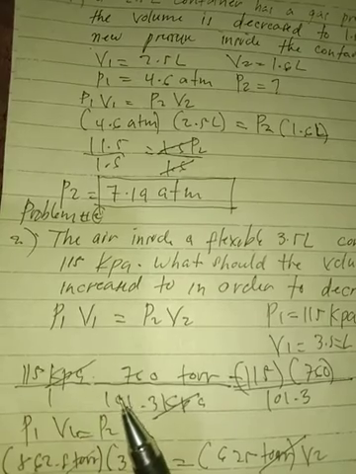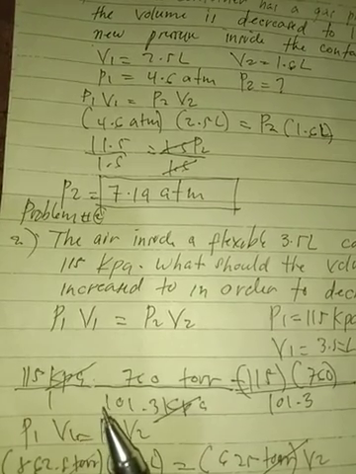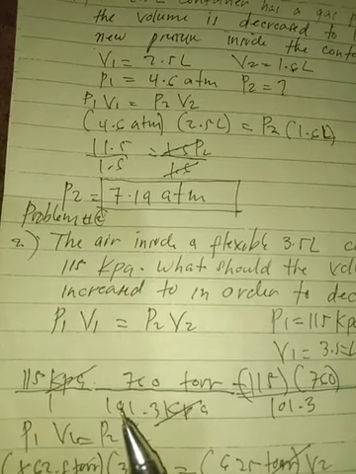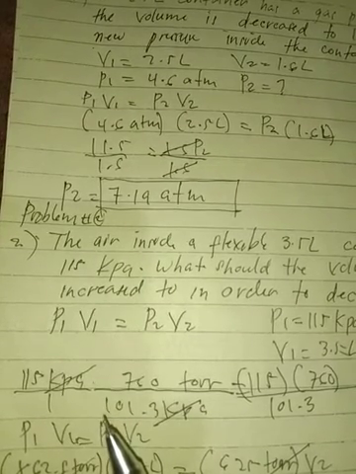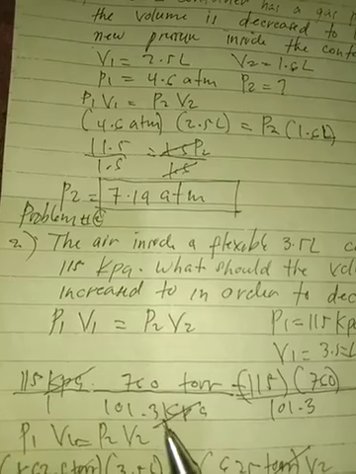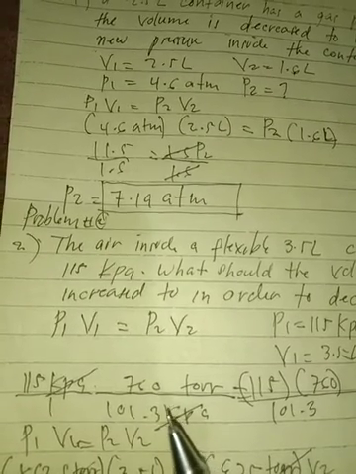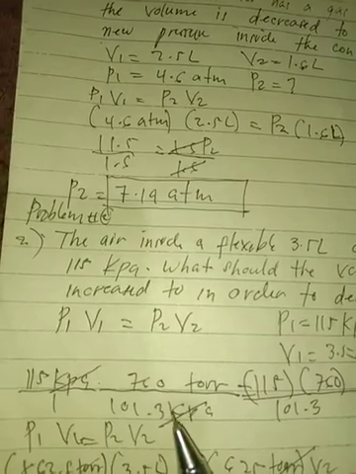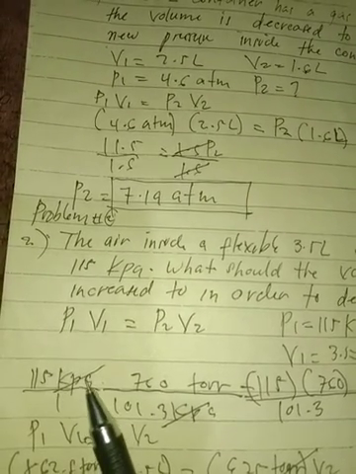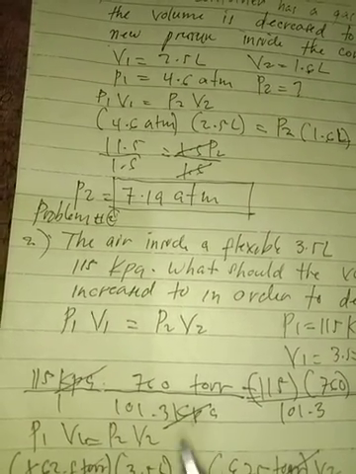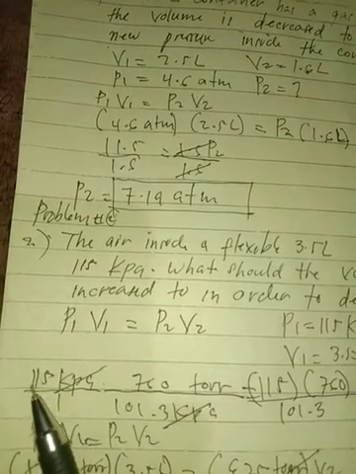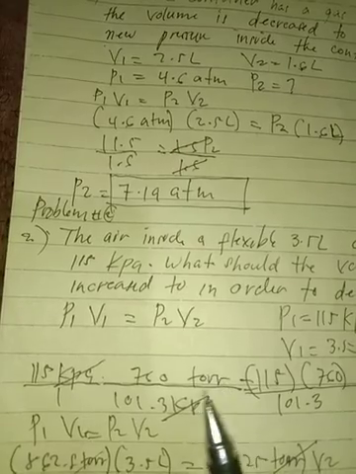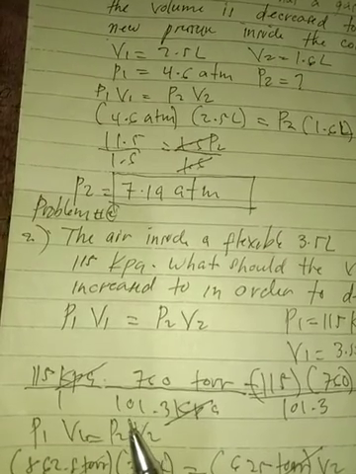So what we are going to do here is cancel out the kPa. And then 115 times 760 torr divided by 101.3.